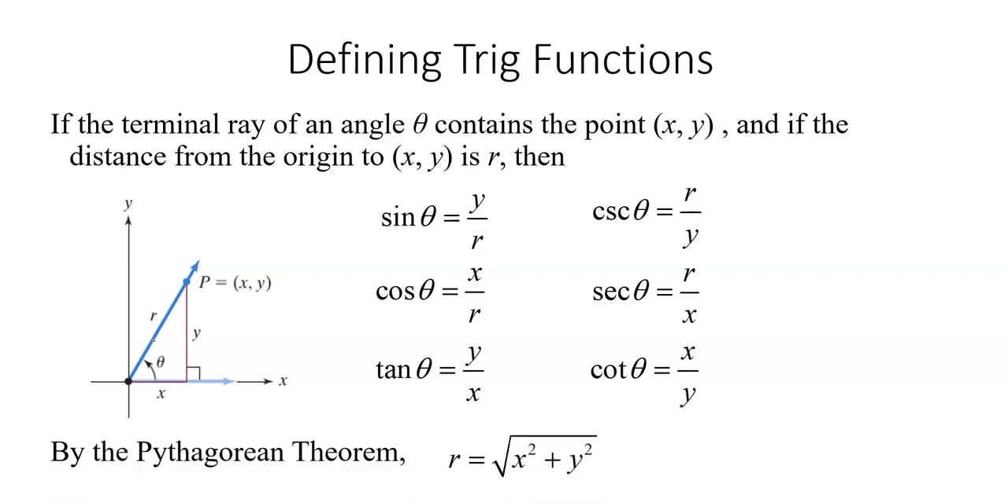And a reminder, too, that if this is a right triangle, a squared plus b squared equals c squared, or x squared plus y squared equals r squared. Take the square root, and you get the statement that's down the bottom. All right, nothing shocking so far.